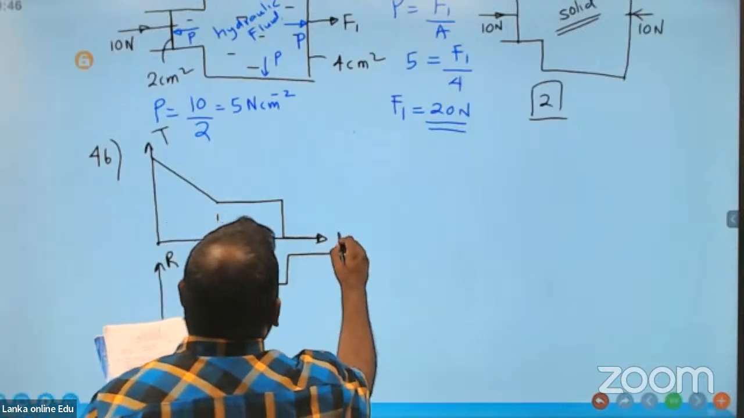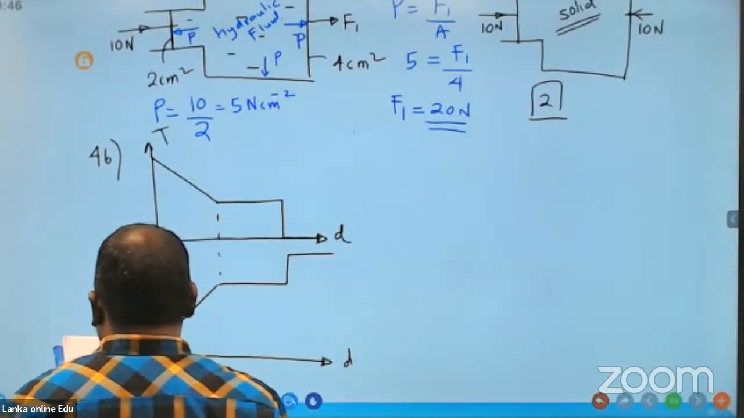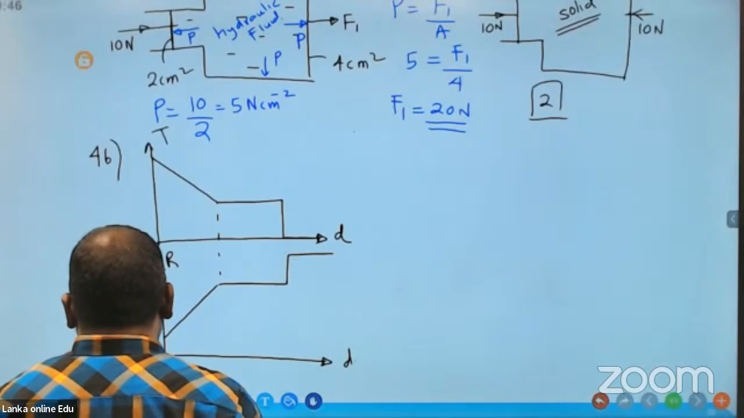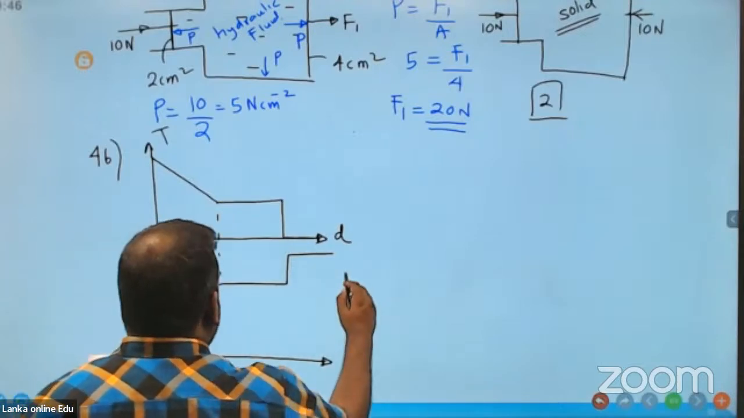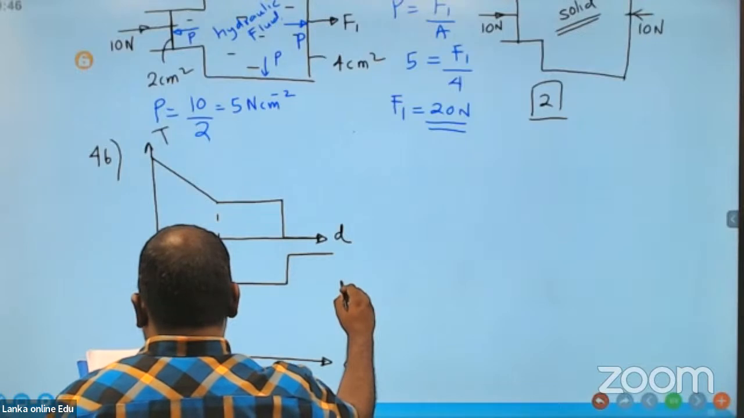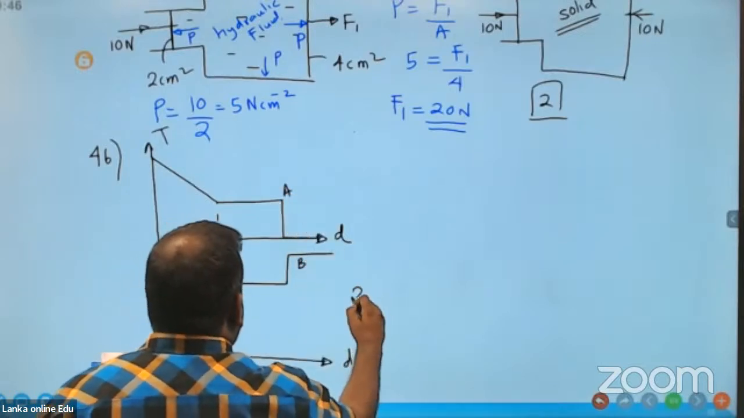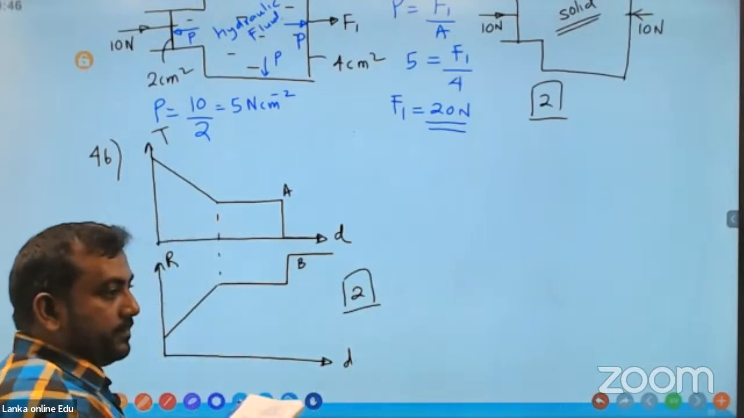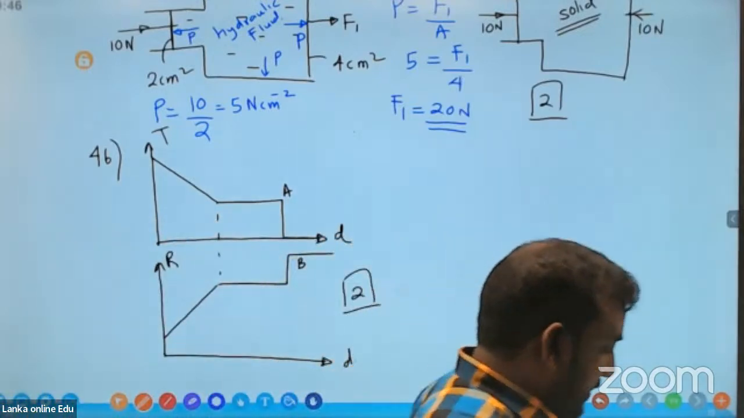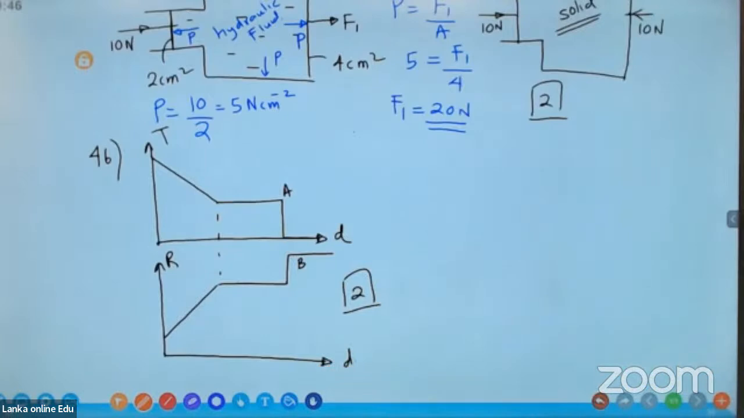With depth also, same thing. So correct answer is answer number 2. This is for B, this is for A. Correct answer is answer number 2. You can write it down. We have directly learned this in theory.